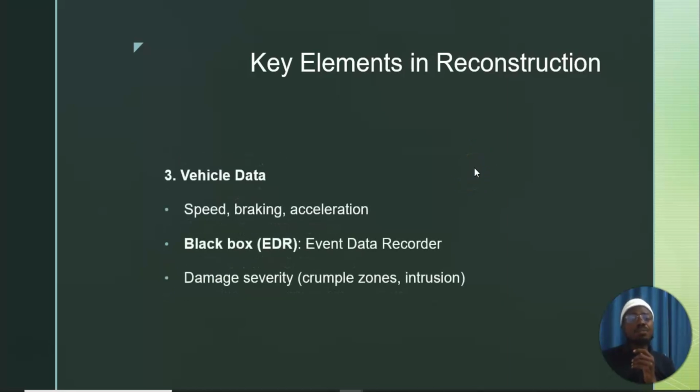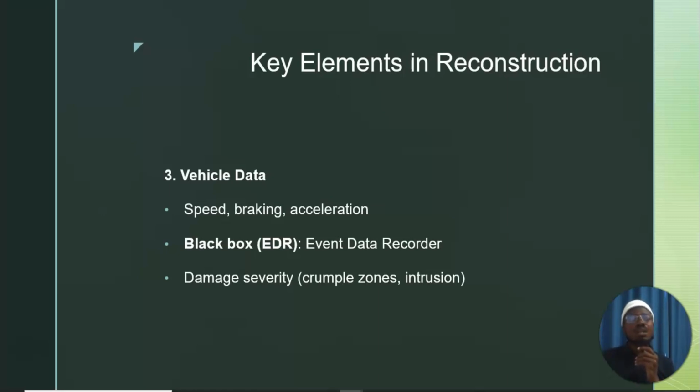So we also have the vehicle data, talking about getting the speed, the brake, and the acceleration of the vehicle. Some of this data can be gotten from the black box, which we call the EDR, that is the event data recorder. This EDR, or the black box, records the data of the vehicle, taking into consideration the speed, the brake, and the acceleration.